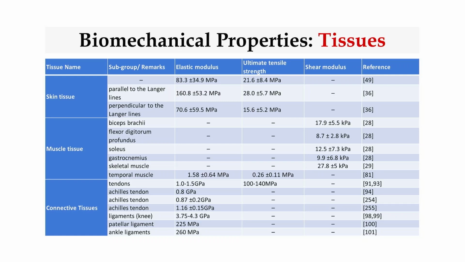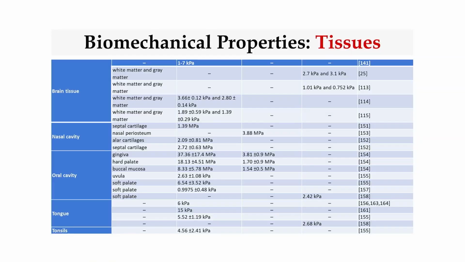Connective tissues, you have the Achilles tendon, then tendons in general, and then the ligaments, patellar ligament and the ankle. These are pretty well defined and the numbers are right here, right? Elastic modulus is very well defined, but the ultimate tensile strength, when they can fatigue or fracture, fatigue is a little different, when they can actually fracture is not very well defined. So this is an area still which needs to be explored, right? And shear modulus, again, not well defined. These are some of the citations for the same.